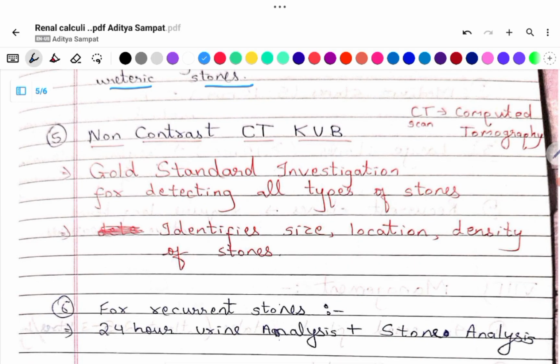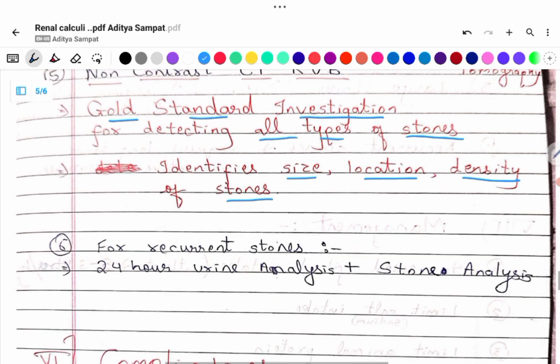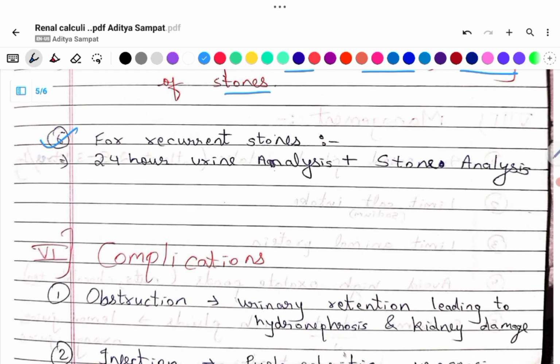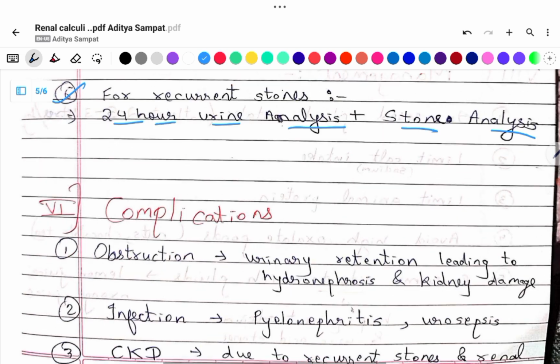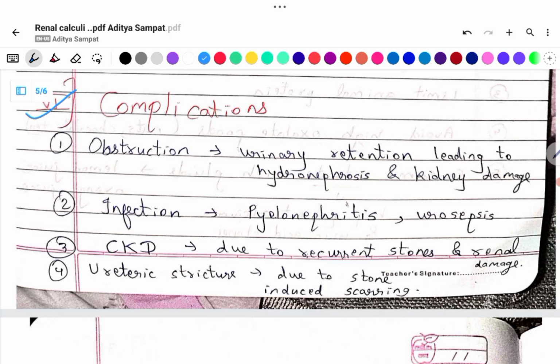Fifth, non-contrast CT KUB, gold standard investigation for detecting all types of stones. Identifies size, location, density of the stones. Sixth, for recurrent stones, 24-hour urine analysis plus stone analysis.